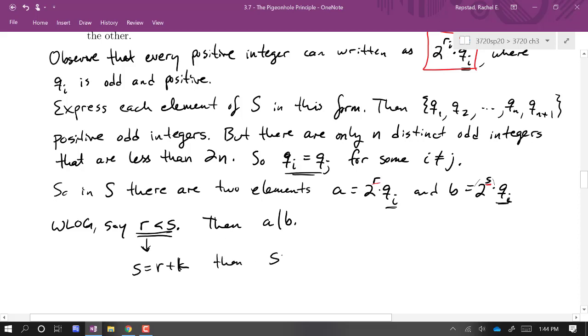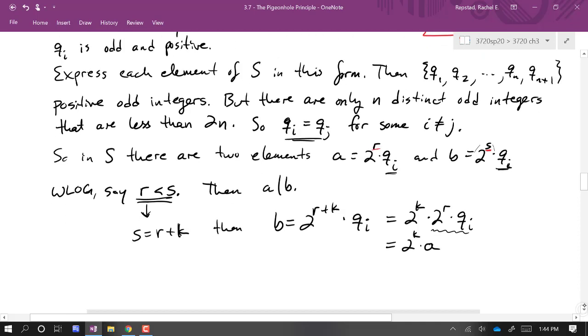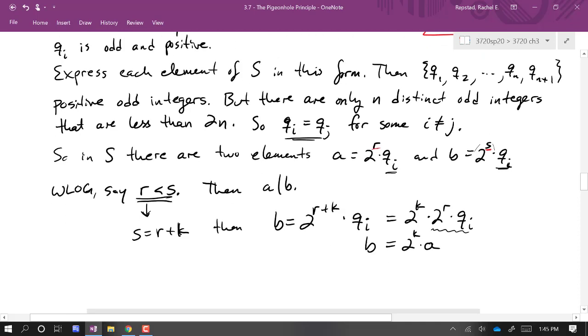Then B is equal to 2 to the r plus k times q sub I, which is 2 to the k times 2 to the r times q sub I, which is 2 to the k times s, which is 2 to the k times a, because this is equal to a. And so we have b is equal to 2 to the k times a, and that means that a divides b.